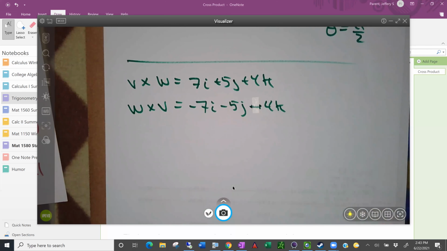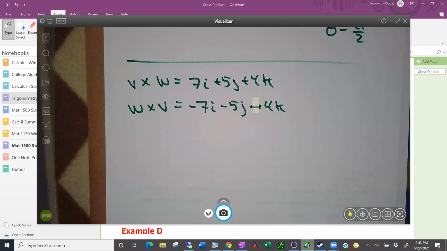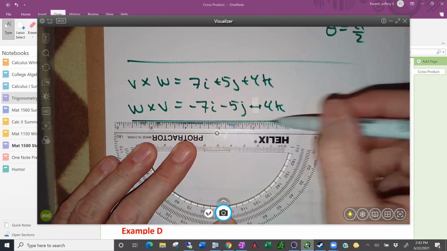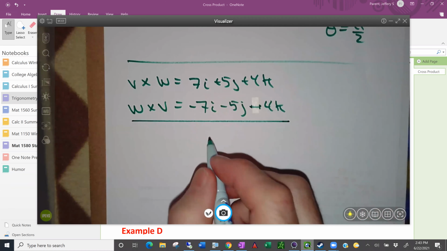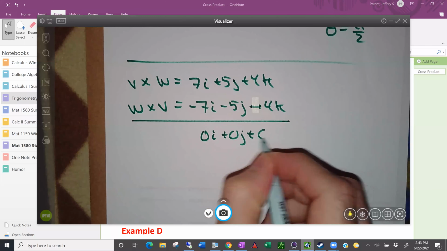Now, that actually leads to the answer of one of your questions. So here's one of your homework questions. If you did U cross V, then V cross U, is that equal to 0? True or false? What do you think? True. Yeah, you can see it here with this example. If I were to add these two things together, then on the right-hand side, I would get 0i plus 0j plus 0k.